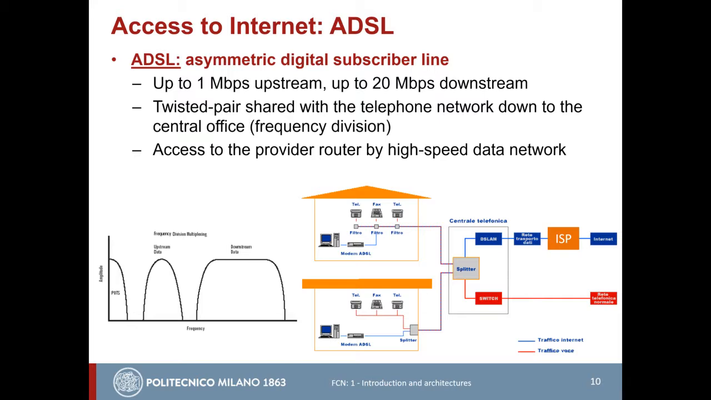But these capacities very much depend on the state of the twisted pair. So if it is very long, capacity is reduced. If it is mixed together with many other user cables, with many other twisted pairs in the telephone cable, you have a lot of interference. So again, the rate is reduced. Okay, so that rates cannot be guaranteed in an ADSL system.